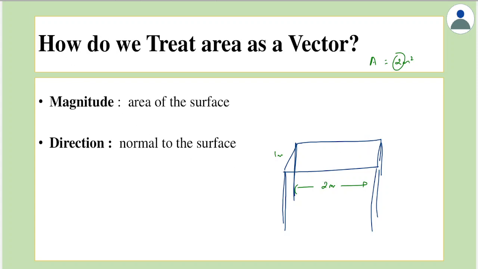Now comes a very, very important idea, which is its direction. For an area vector, or for any area, the direction is always normal to the surface. Normal here means perpendicular. So it is perpendicular to the surface, which means at any point here, it's always normal. And normal here can mean two directions. Either it goes upwards, or it goes downwards.